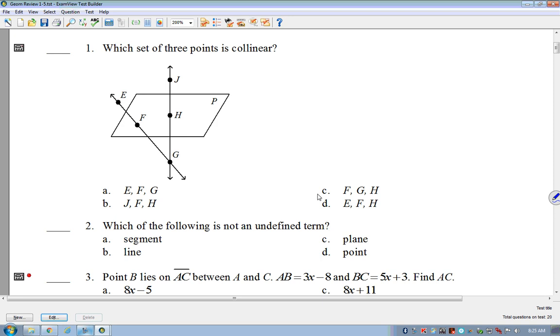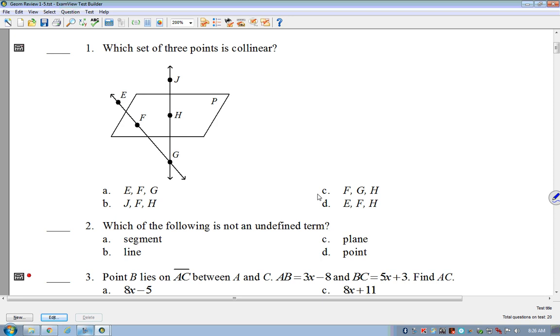What does the term collinear mean? What does it mean for 3 points to be collinear? If we don't know this, we won't know it on the test. If I don't know what collinear is, then I don't know how to pick my points. They're in the same line. So 3 points that are in the same line. All right, which 3 points are collinear?